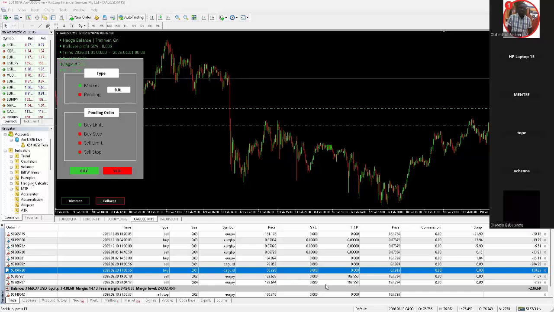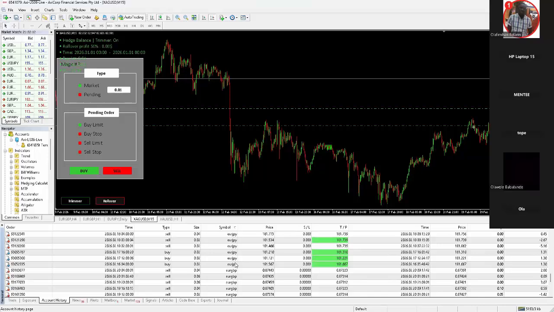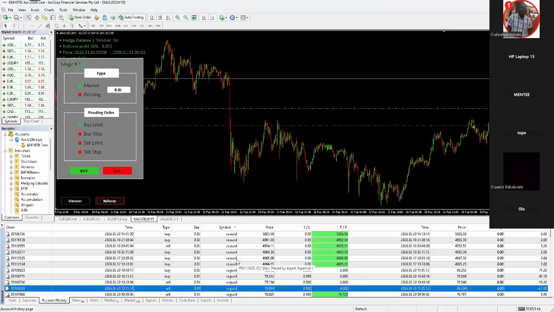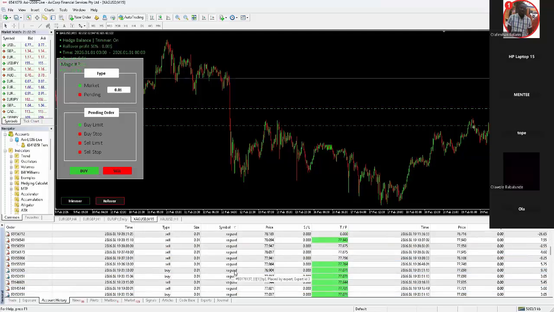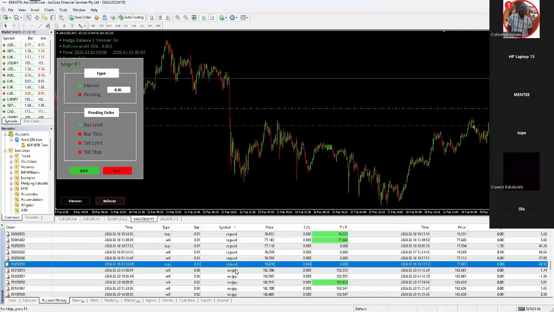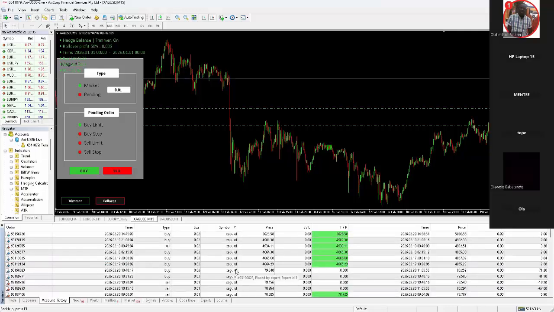So this is what the robot did, and why this robot did this kind of result in a week is because of gold and silver. I've never known that silver is crazy like this. Even if you look at what the robot traded in a week, it traded silver more than gold. I was amazed when I saw how many times the robot traded silver. And silver gave me more profit than gold because it traded it a lot.